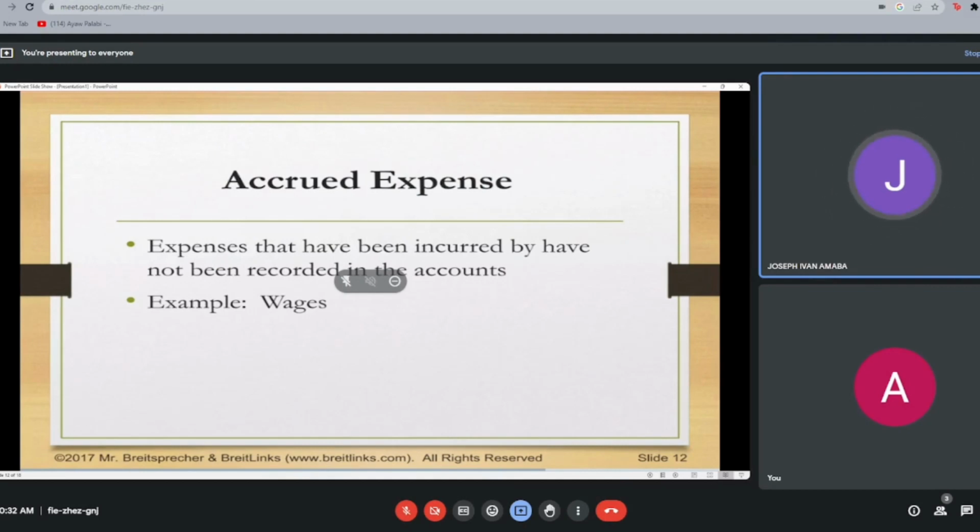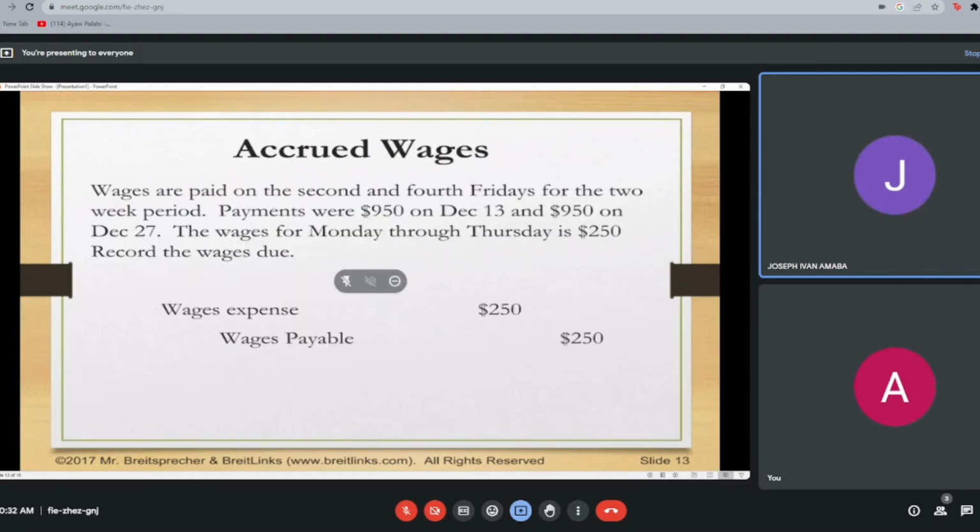Accrued expense. Expenses that have been incurred but have not been recorded in the accounts. Examples are wages. Next, accrued wages. Wages are paid on the second and fourth Fridays for the 2 weeks period. Payments were $950 on December 13 and $950 on December 27. The wages for Monday through Thursday is $250. Record the wages due: wages expense is $250 and wages payable is $250.